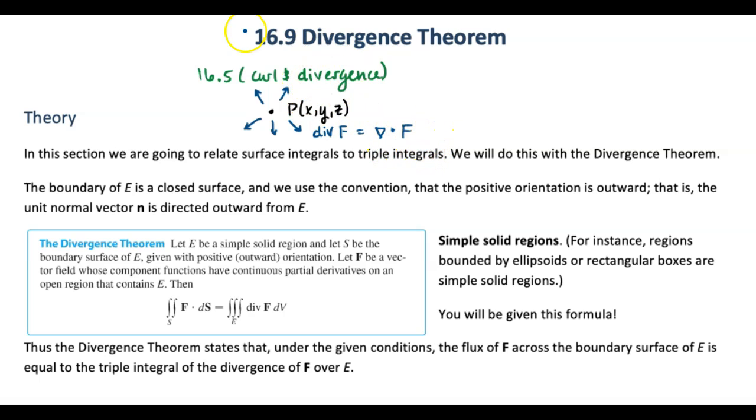We also said in section 16.5 that we can call the line integral over some curve of the dot product of f and the normal vector n ds equal to the double integral over that domain D of the divergence of f over that area.